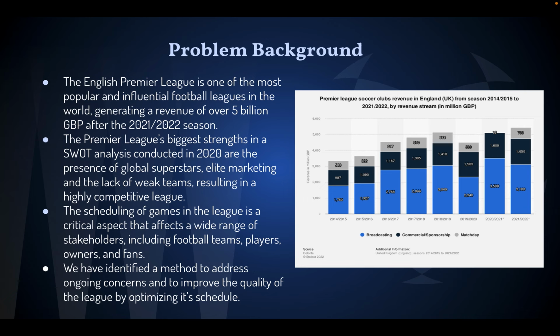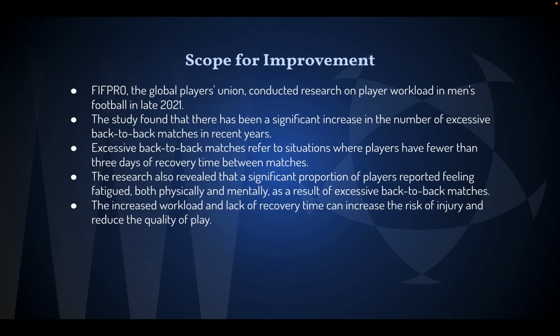The scheduling of games in the league is a critical aspect that impacts several stakeholders, including football teams, players, owners, and fans. Thus, we have identified a method to address ongoing concerns and improve the quality of the league by optimizing its schedule. The proposed optimization method will have several benefits, such as minimizing travel time for teams, reducing fixture congestion, and ensuring that teams play a balanced number of home and away games. By reducing the burden on players, teams can perform at their best, resulting in a more competitive league and a better experience for fans.